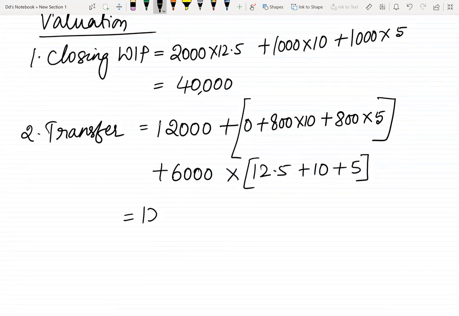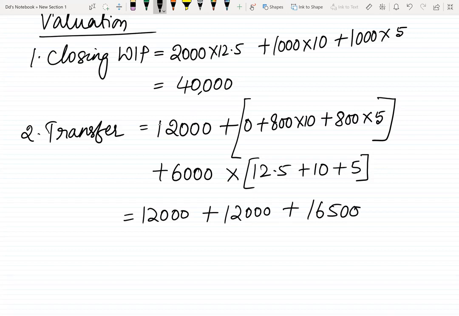Okay, so this will be 12,000 plus, how much is this now? 12,000 plus last number will be 165,000. If you add all this, you will get 1,89,000 rupees. That's the value of transfer. That's the value of transfer.